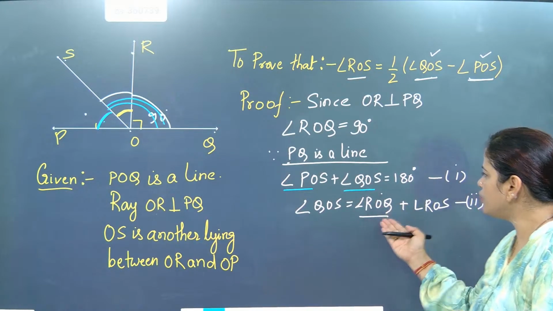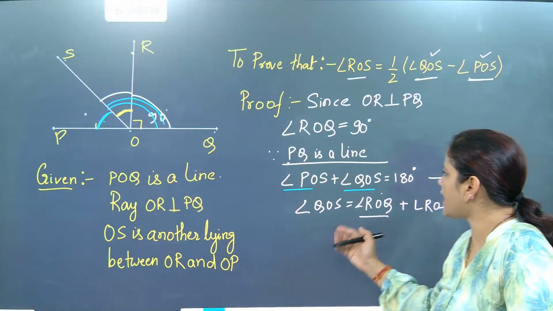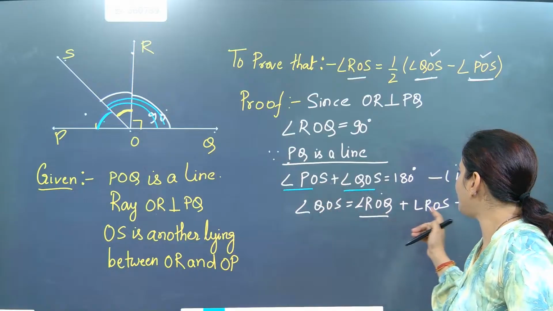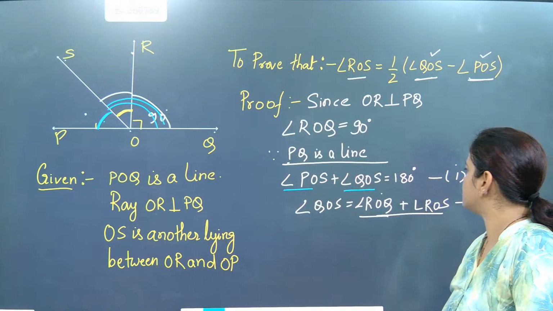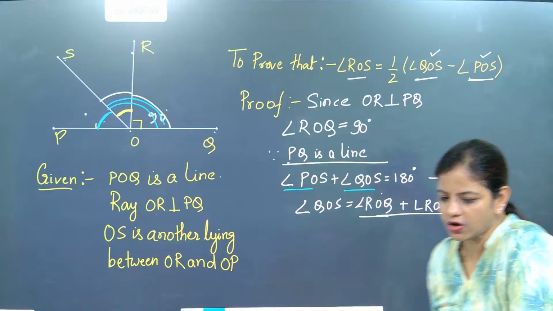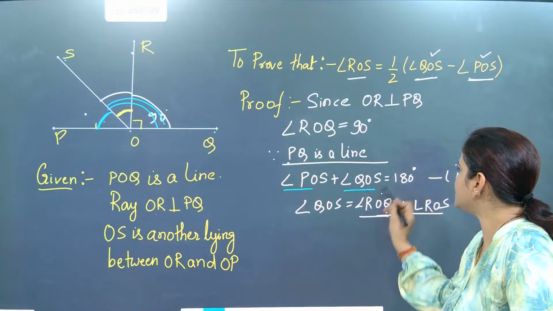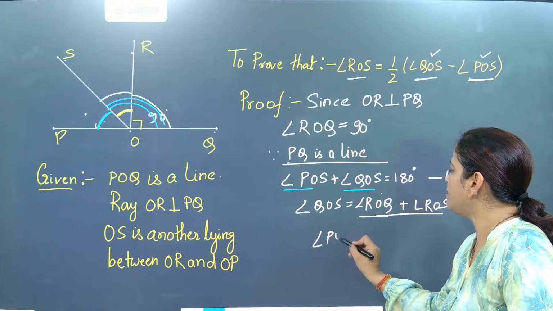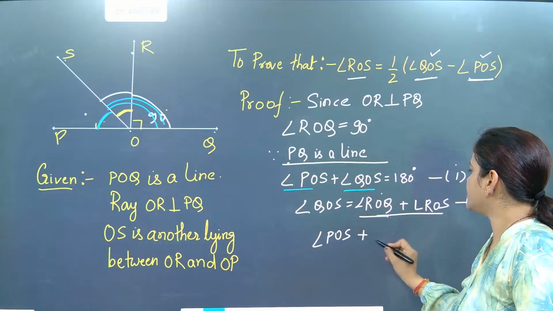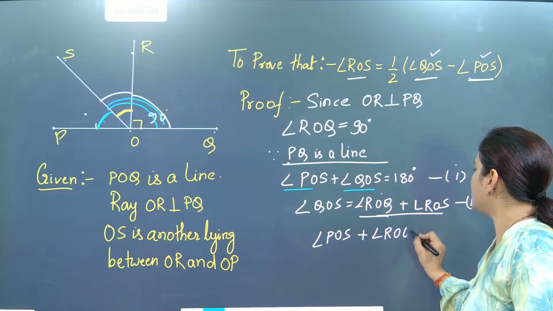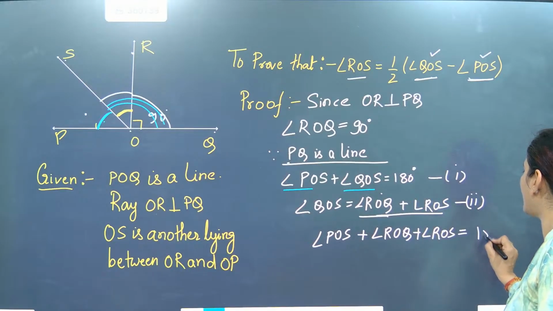But why am I going to use this ROQ? I am going to do one small work. Can I do one thing? If I put QOS here, I am going to substitute there. Okay, let's check if it is coming or not. After that, we will think about anything else. So angle POS plus QOS. Instead of QOS, what am I writing? ROQ plus ROS is equal to 180 degree.